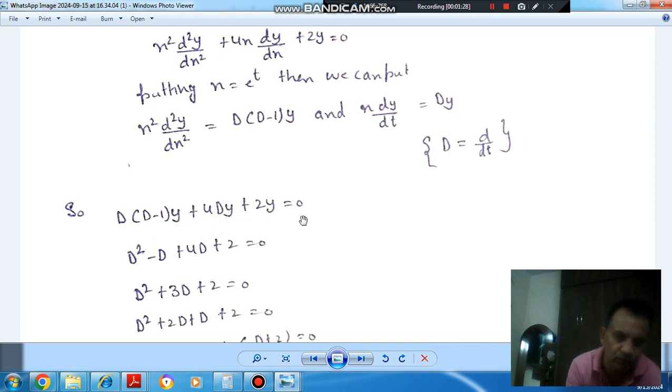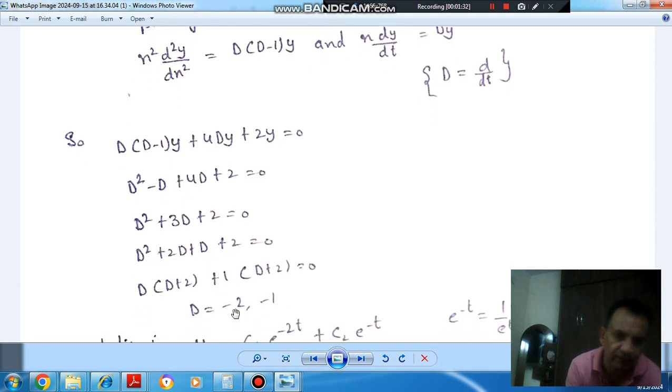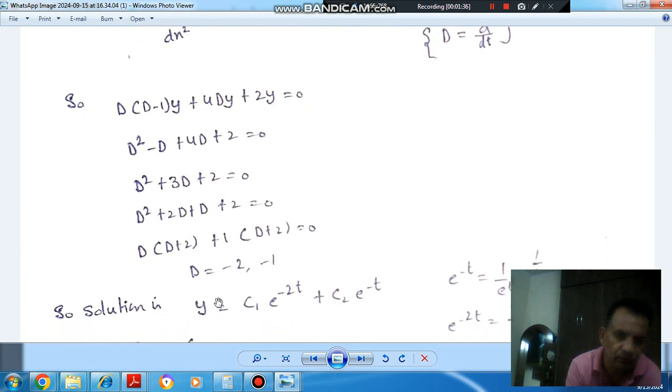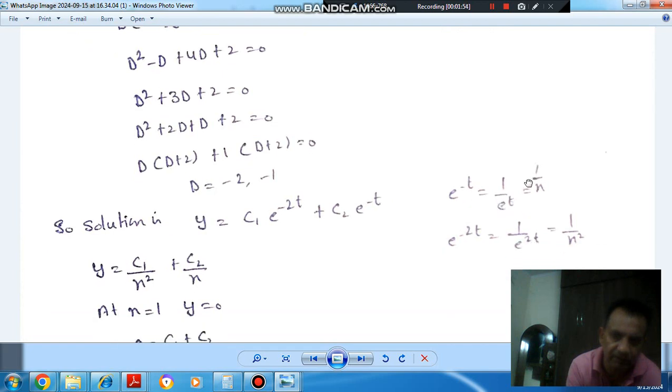So the solution of this is y is equal to c1 e to the power minus 2t plus c2 e to the power minus t. As e to the t is x, e to the minus t is 1 by x, so e to the minus 2t will be 1 by x square. So the equation becomes y is equal to c1 by x square plus c2 by x.